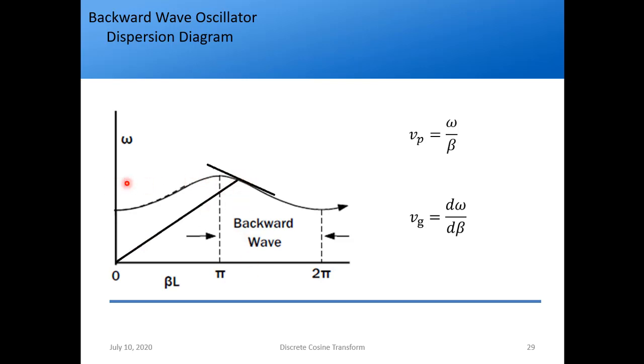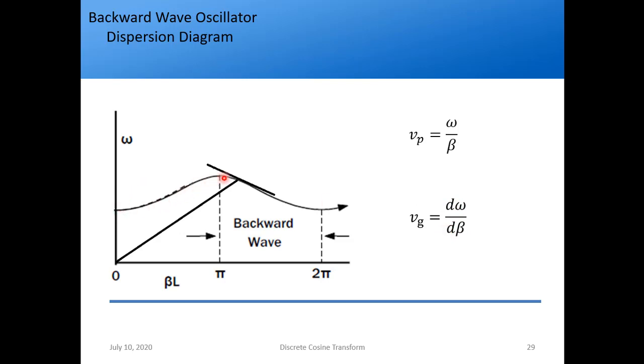So you will have a value of omega and a value of beta, so you can calculate the value of Vp, right? So the slope is positive, so the phase velocity is positive. And what is Vg, group velocity? What is group velocity? The velocity which actually carries the information is the group velocity. It is given as the derivative of omega with respect to beta, so d omega by d beta, right?